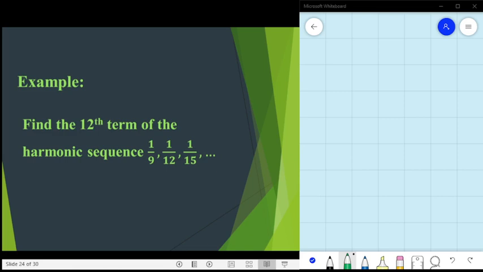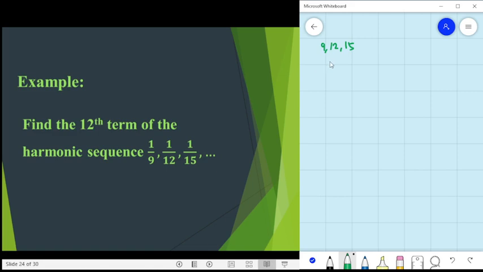So, for example, that we are going to find the 12th term of the harmonic sequence 1 over 9, 1 over 12, and 1 over 15. So, what you are going to do is a reciprocal sa nato. So, the reciprocal of this harmonic sequence would be 9, 12, 15.